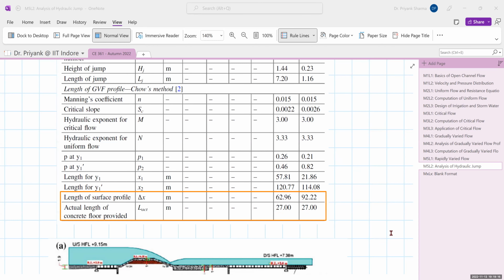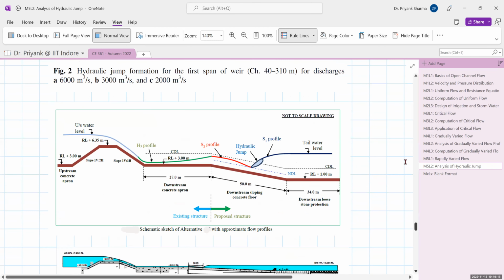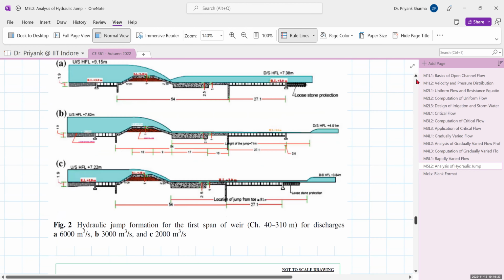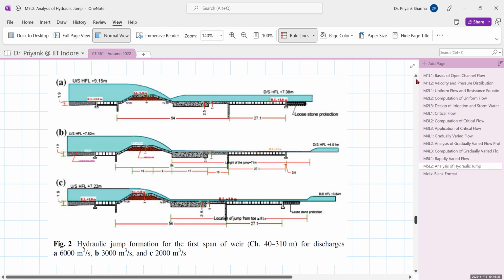We can see this graphically also; these profiles were plotted in AutoCAD and visualized. The first one is for 6000 meter cube per second, where the hydraulic jump is forming on the glacis. So this is the downstream glacis, and there the hydraulic jump is formed. But when we go to 3000, the hydraulic jump is formed even after the downstream concrete floor. This is the concrete blocks, and here is somewhere the launching apron. Crossing that, the hydraulic jump is formed.